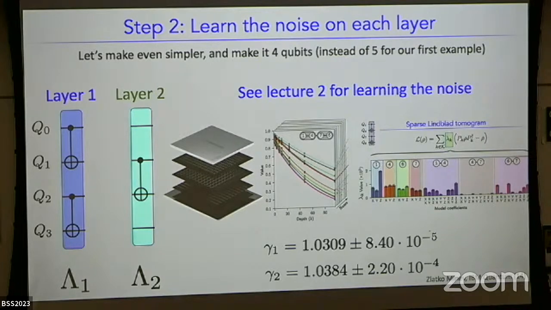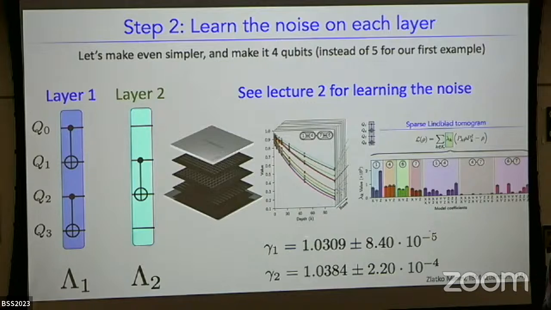They give us a sparse, tractable representation that can tell us exactly what the noise is with very, very high precision. In particular, the total noise strength would be characterized by this parameter gamma. If you had no noise, if everything was perfect, gamma would be 1. And the bigger the noise, the bigger gamma.